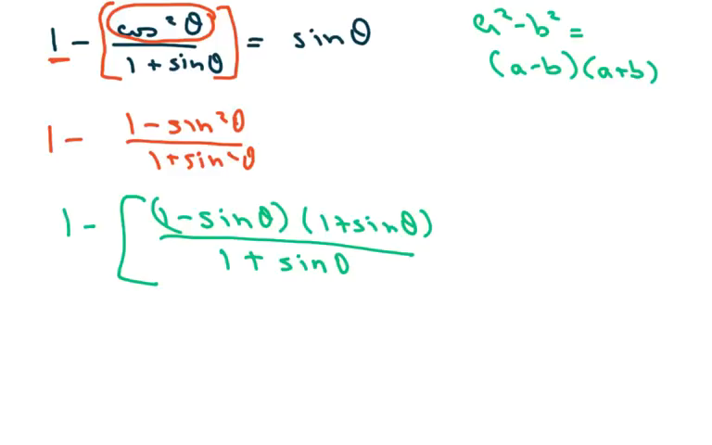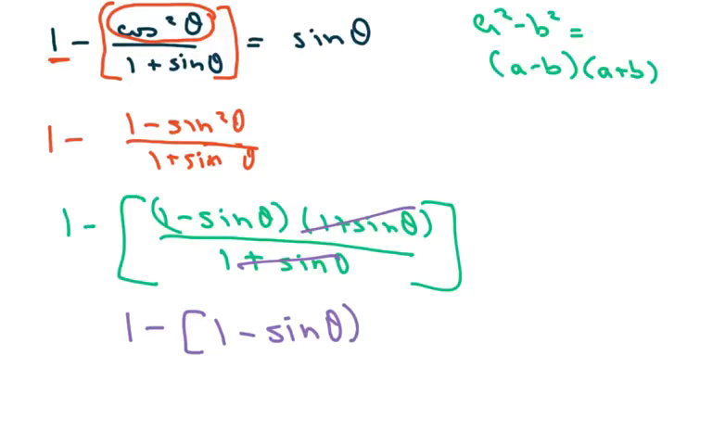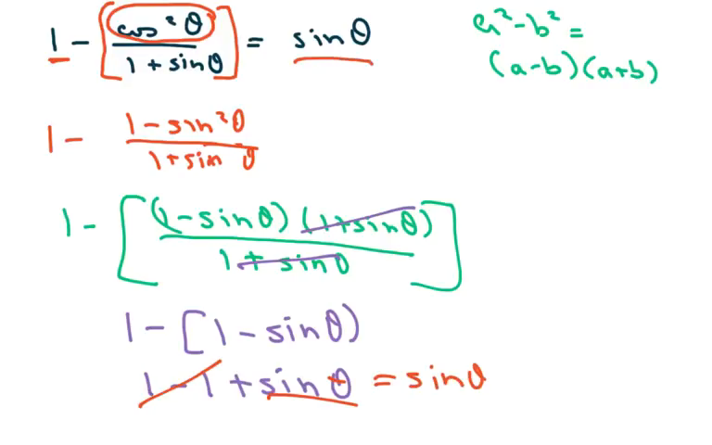This is not a square. Alright. Now what you notice is that these two will cancel. So we have 1 minus sine of theta. And when you distribute this, you get 1 minus 1 plus sine of theta. Well, 1 minus 1 is just 0, and you're left with sine of theta, which equals our desired result, sine of theta.